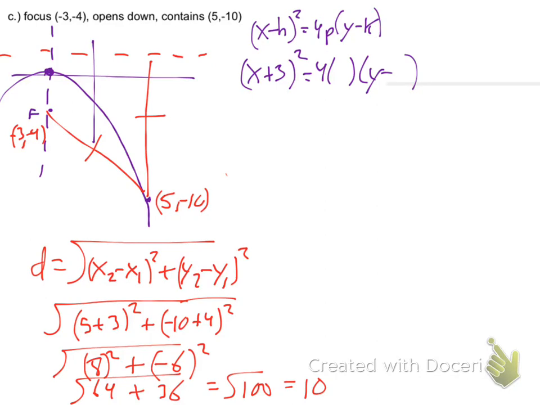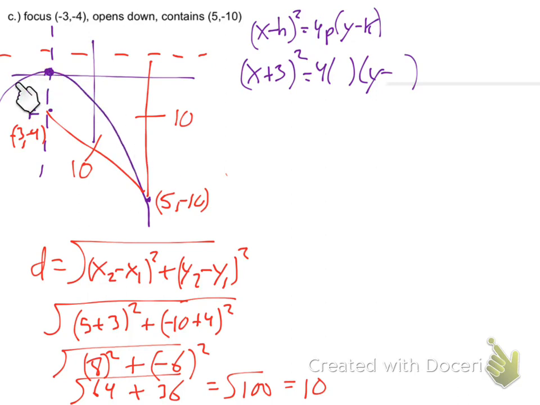That means this is 10. That means this is also 10. How can I use that to help me find something? If I go 10 up from this point, where am I actually ending? 0. That means the directrix is not up here, it's at 0. And what's so special about the directrix? It's the same distance away. Or the vertex is in the middle.